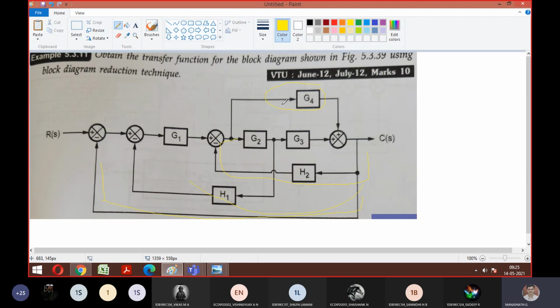The arrow mark plays a major role. I told you if the arrow mark was reversed like this, then you could have taken this also as a feedback. So for feedback, don't look every time for only H1, H2. You can have G4 also. It means that H1 means the feedback will be 1. Is it okay till here, everyone?